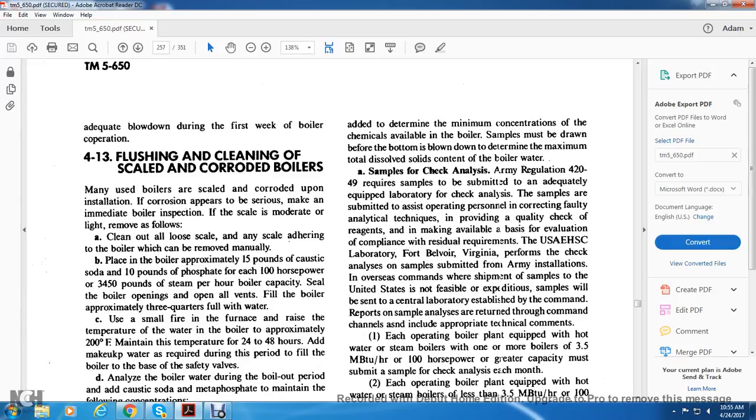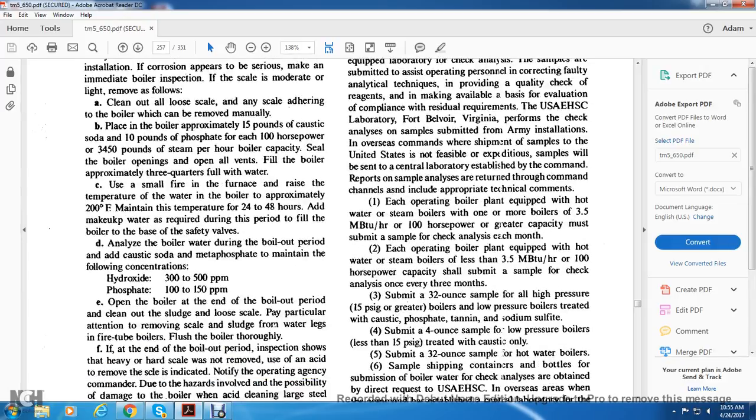413, flushing and cleaning scaled and corroded boilers. Many used boilers are scaled and corroded upon installation. If corrosion appears severe, make an immediate boiler inspection. If the scale is moderate and light, it can be removed with those fouls. Clean all the loose scales and any scale adhering to the boiler, which can be removed annually.